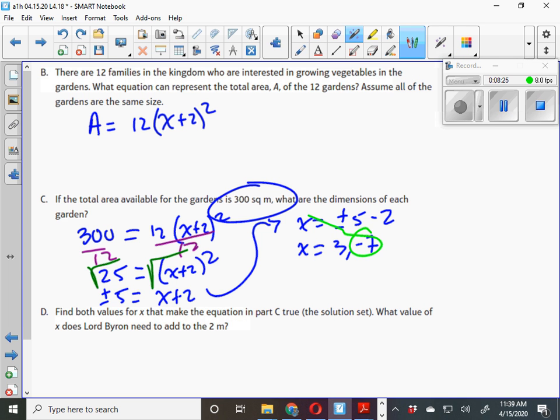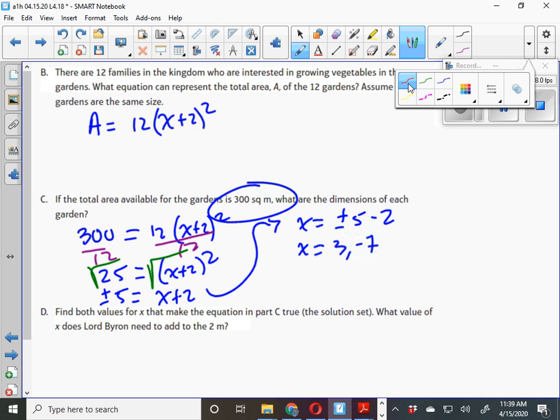Take that negative 7, plug that back in. No, it's not reasonable, because then we'll have a negative radical, so our negative area, and we don't want that. So we're going to eliminate that.